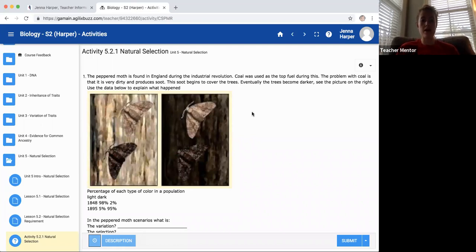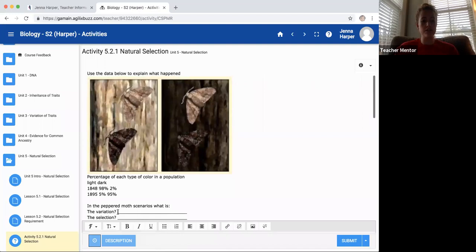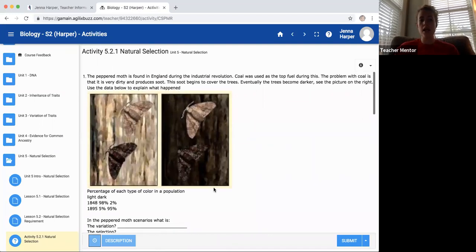I'm working on biology semester 2, activity 5.2.1, which was on natural selection. I chose to do this activity because I think some people are getting confused on the wording used for what is the variation and what is the selection. So I wanted to go through this and see if I could help some people out. Hopefully you can use this recording to help you when you get to this point in the course.